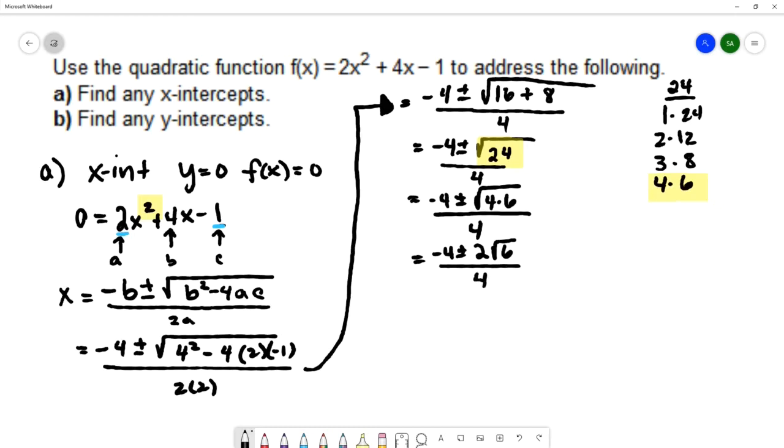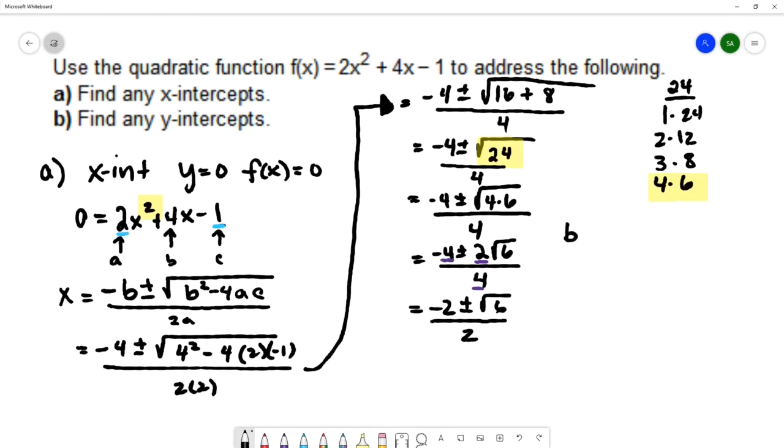And then finally, we have a fraction here, and with fractions, you always want to write the fraction with no common factors. And I can see that 4, 2, and 4 are all even numbers. So I'm going to be able to cancel out a common factor of 2 from each one of those terms. And we have negative 2 plus or minus square root of 6 over 2. So those are our x-intercepts. We have 2 of them. Negative 2 plus square root of 6 over 2, and negative 2 minus square root of 6 over 2.